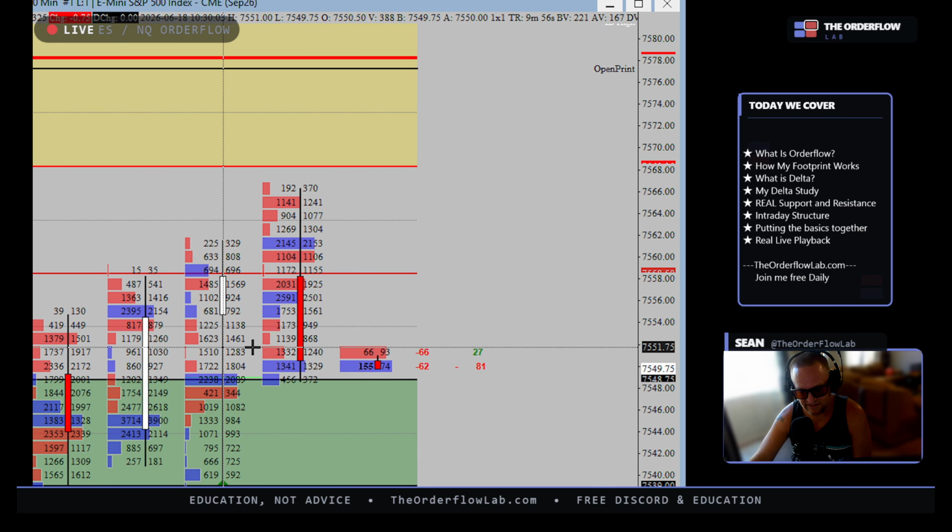So that's tick setting. For me, I have to understand the auction that I'm in. Every auction is going to be a little bit different. Once you find the sweet spot, you just leave it alone.